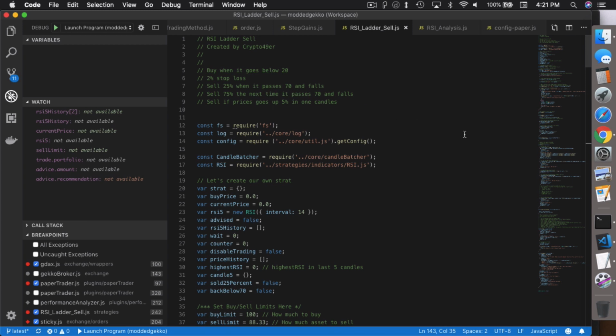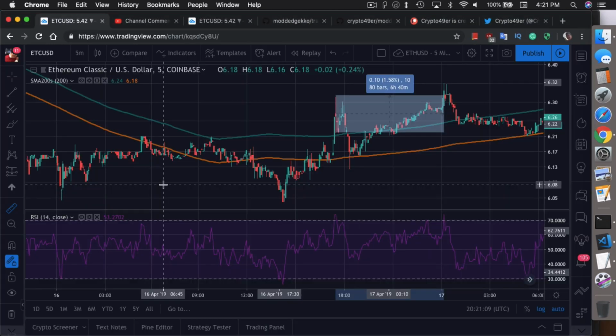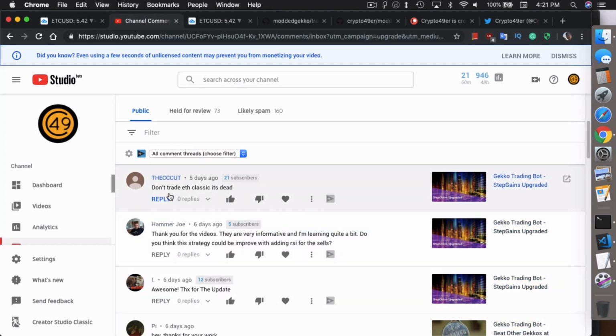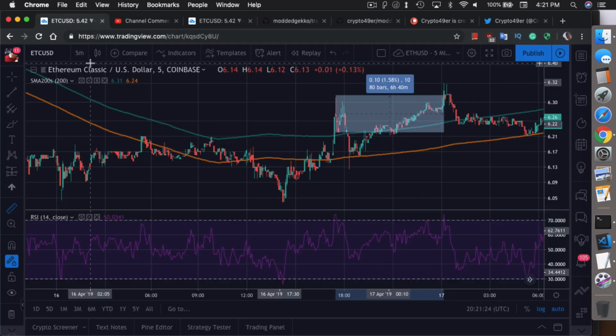And in addition, if you look at the charts right here, this is a chart of Ethereum Classic, the 5-minute time frame. And I know on one of the recent comments I got, he said don't trade ETH Classic, it's dead. Well, I actually agree that ETH Classic is a dead coin, but in my opinion, I don't really care if coins are dead as long as it is being traded on a major exchange and it is volatile enough to make a good profit. That's all I care about. It's really about the profitability of the coin, not the long-term future of this coin.